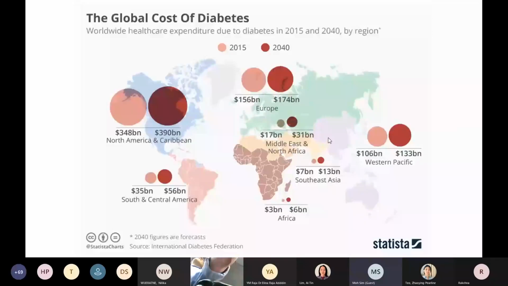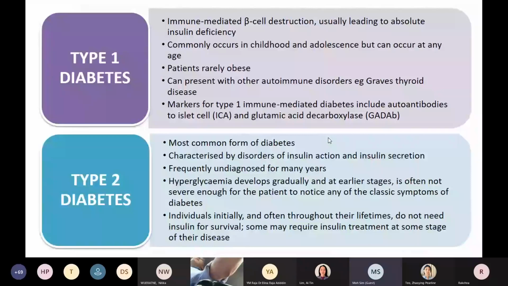There are two main types of diabetes. Type 1 diabetes is caused by immune-mediated beta cell destruction, and this usually leads to absolute insulin deficiency. Type 1 diabetes commonly occurs in childhood and adolescence, but can actually occur at any age. These patients are rarely obese and can present with other autoimmune disorders, such as Graves' thyroid disease. They are also positive for autoimmune markers such as ICA, autoantibodies to islet cell, and GAD antibodies, or glutamic acid decarboxylase antibodies.